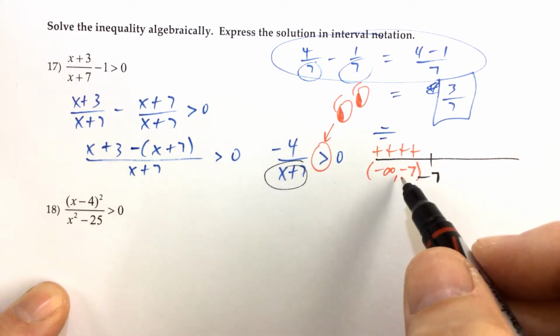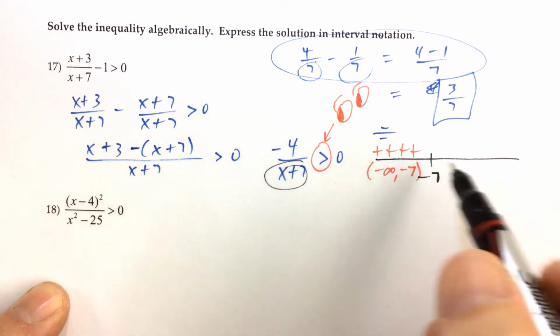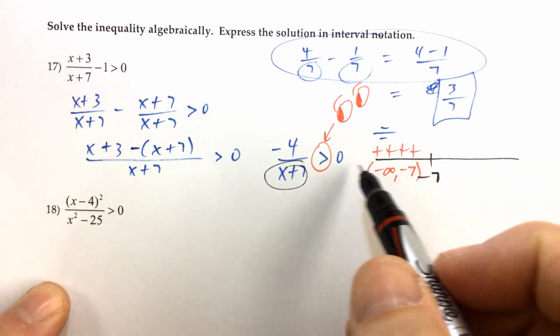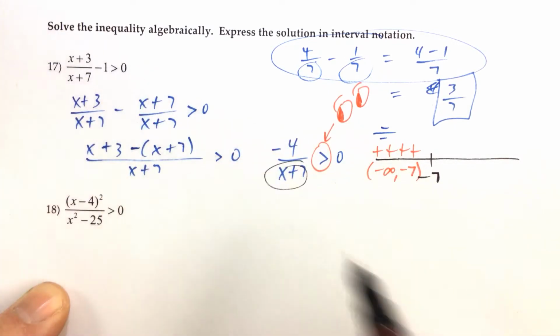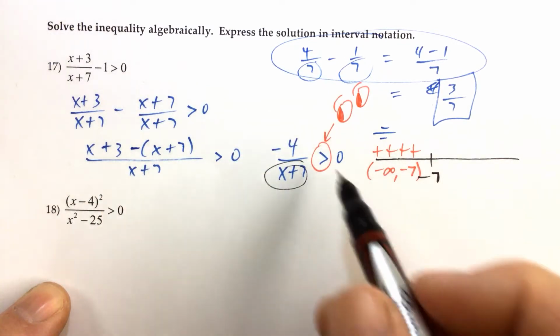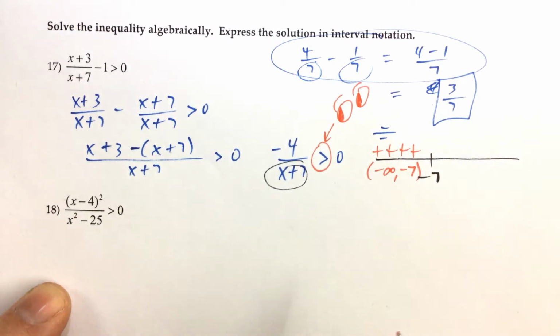We want all the real numbers that make this statement true. In other words, all the numbers that make this statement true are going to be the real numbers that make the original statement true. So that's why we do the sign chart. That's why we get it down to one fraction, so we can analyze the signs.